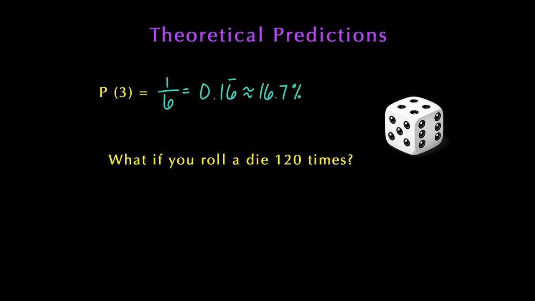In order to find the prediction if I were to roll a die 120 times, I take my fraction, 1/6, and multiply it by 120. When I multiply times a whole number, I can put that number over 1 to make a fraction. Then I multiply numerator times numerator, denominator times denominator, and divide to reduce it. 6 goes into 120 20 times. So if I were to roll a die 120 times, I should theoretically land on the number 3 20 times.